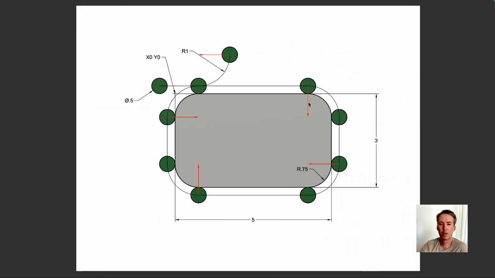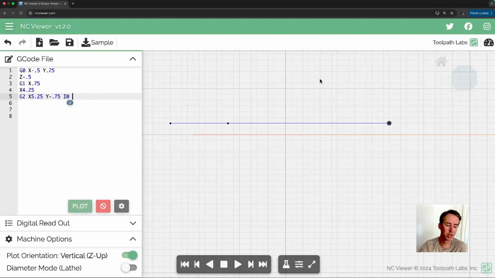And then from here to here along the J direction, we know from here to here is the radius of the tool, which is 0.25. And from here to here is the radius of the arc, which is 0.75. So if you add those two up, the distance from here to here is 1 inch, but it's going in the Y negative direction. So this is going to be a J negative 1. We're going to put a decimal in there. So let's plot this so far. Awesome, we got our arc.